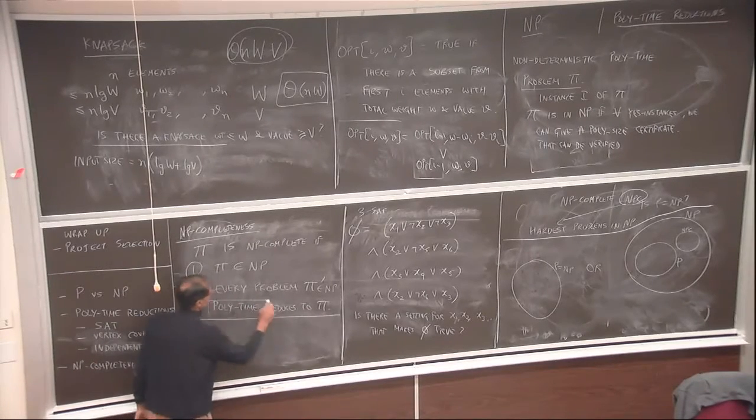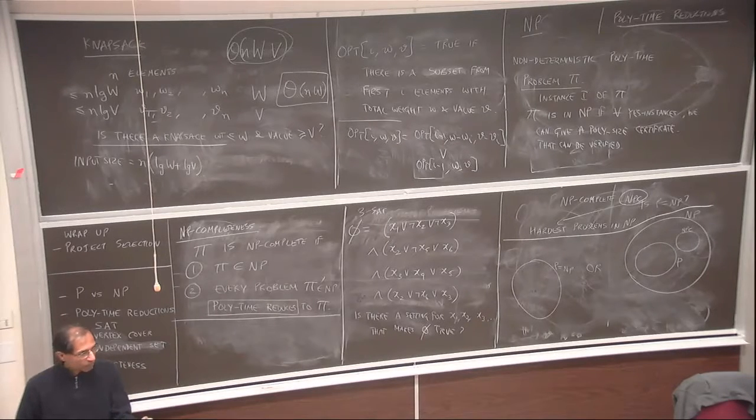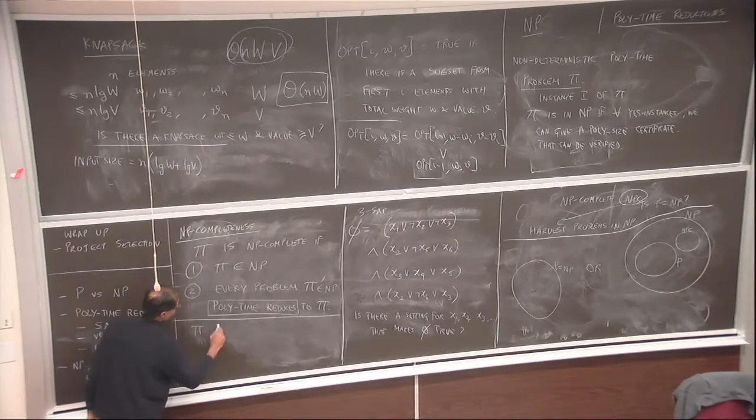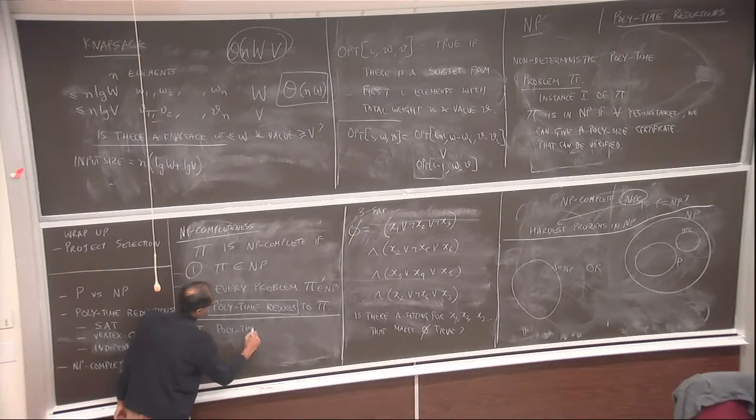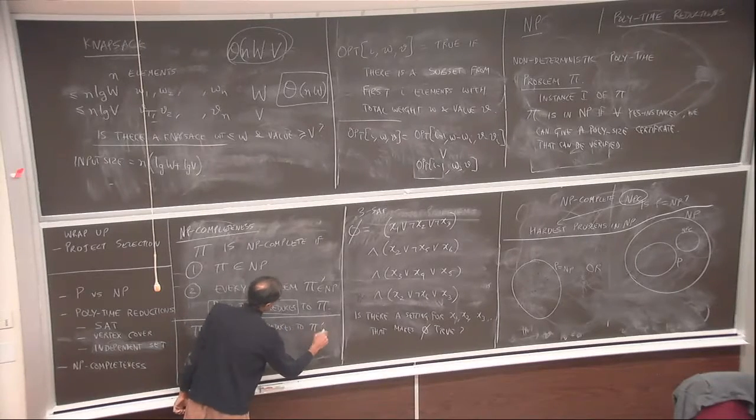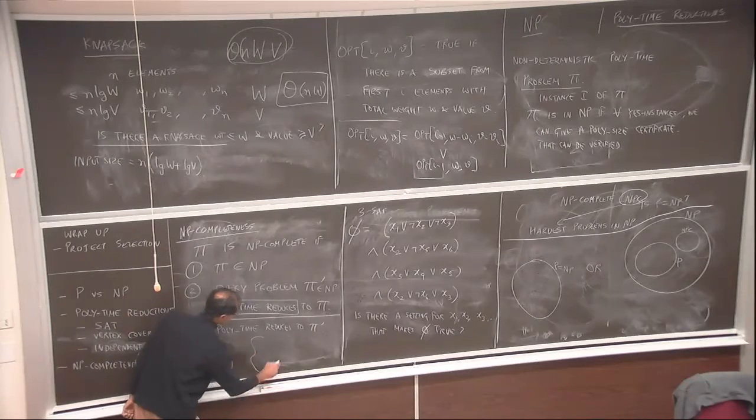Again, how do you prove that something reduces to the other? Remember, the way we proved it is exactly the same way that we proved that the project selection problem reduces to min-cut. That is, you take an instance of the problem, you construct an instance of the other problem, such that solutions to the two problems match. Solution to this gives a solution to this, solution to this gives a solution to this. Okay? So Pi polytime reduces to Pi prime.